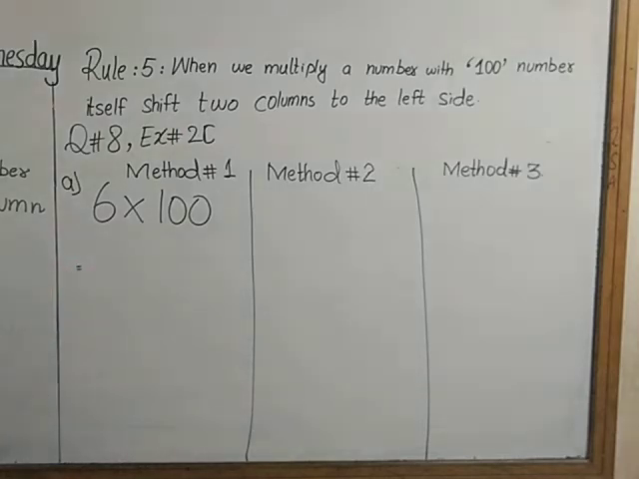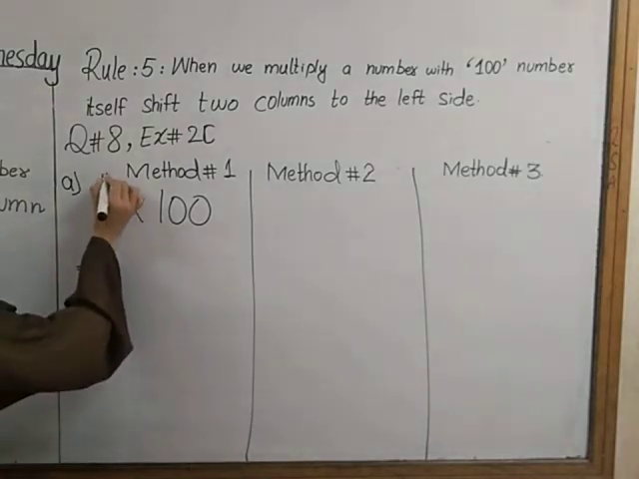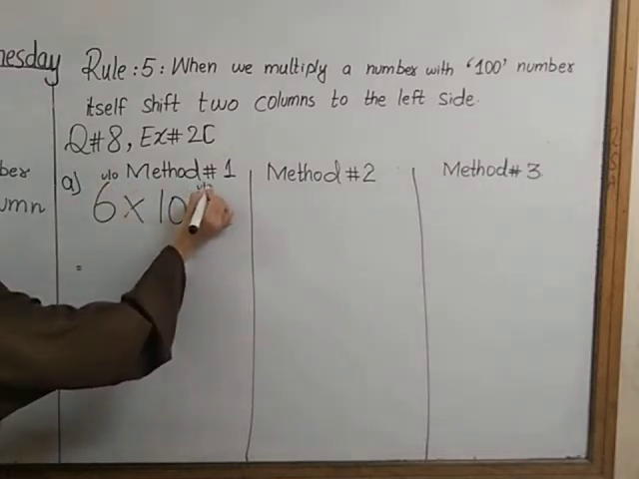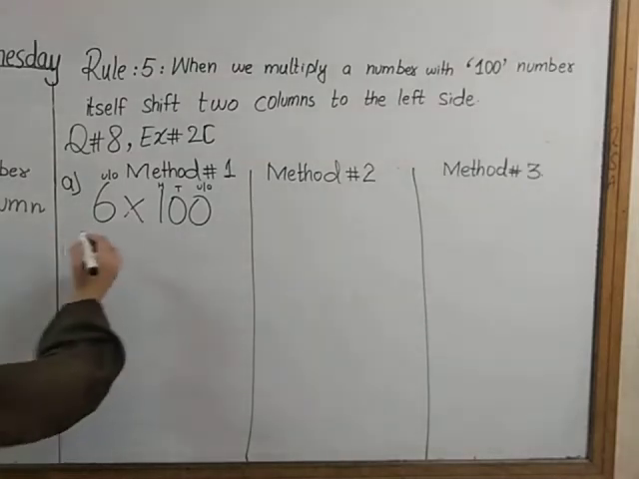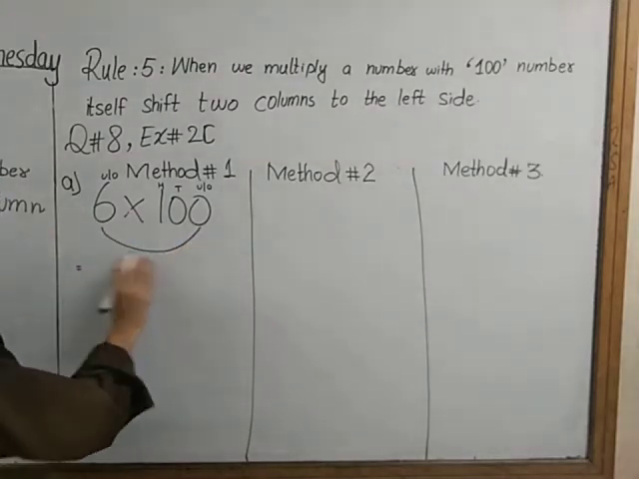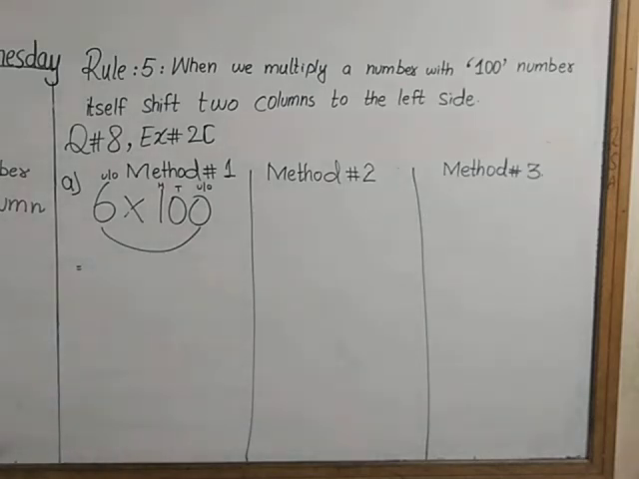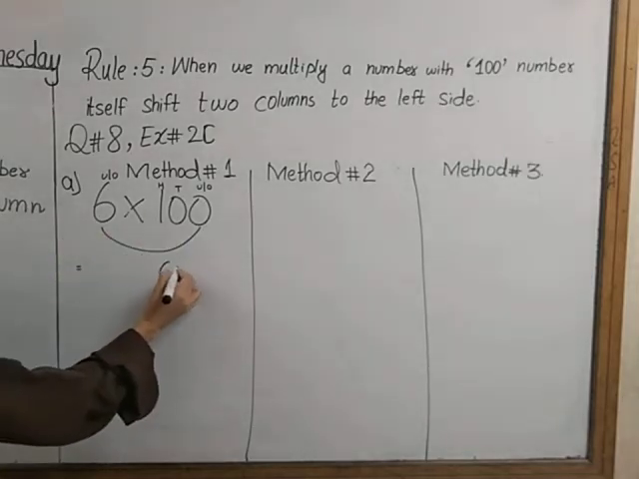Method number 1 is simple. Multiply 6, start from the unit place value: unit or ones, 10 and 100. Start multiplying the number from unit with units. 6 multiplied by 0. Now remember rule number 2: when we multiply a number with 0, our answer is always 0. 6 multiplied by 0 is equal to 0.